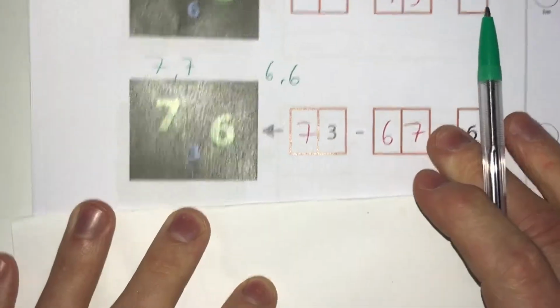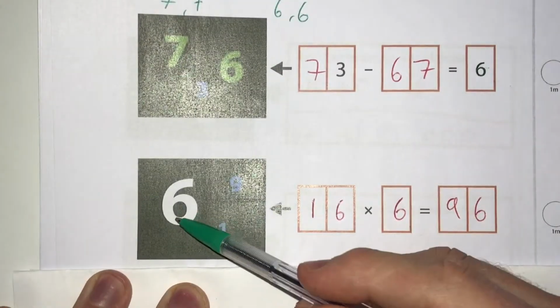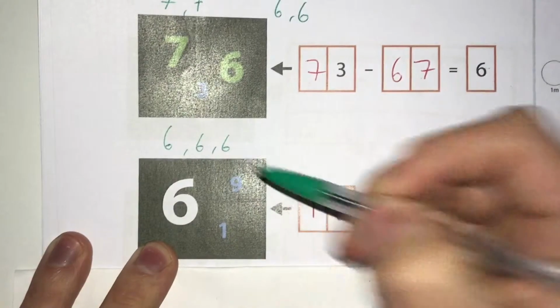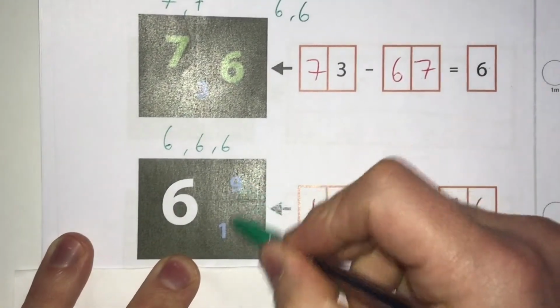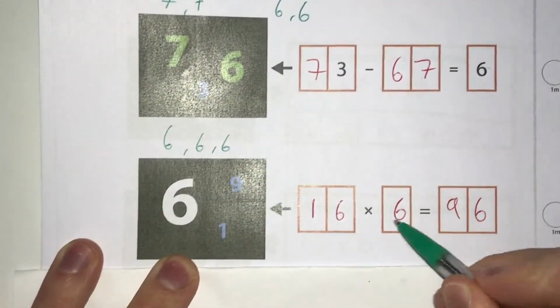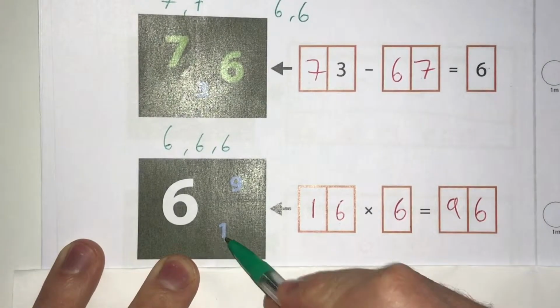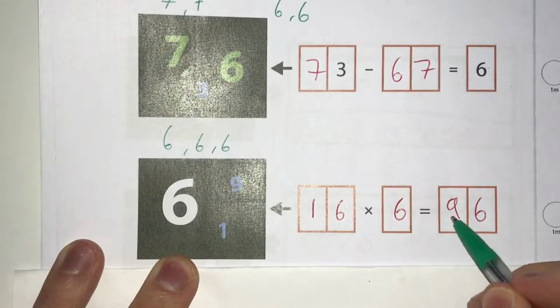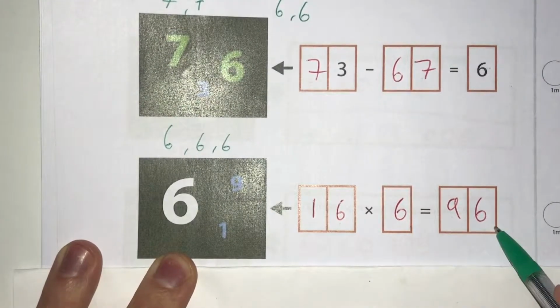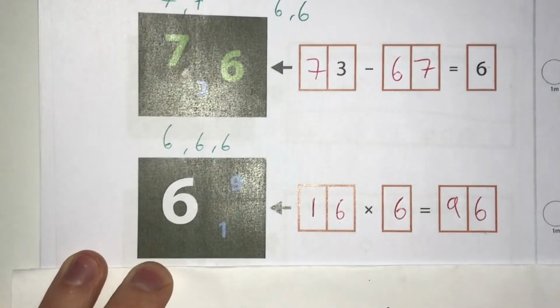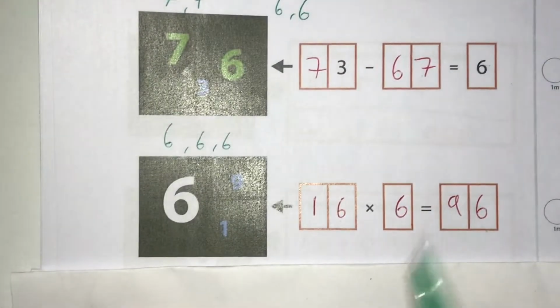Yes. So similarly for the last one, white 6, well that's a new one, means we can use the number 6 3 times, and then we can only use these once. So have I used 3 6s? Yes. Have I used 1 1? Yes. And have I used 1 9? Yes. And is 16 times 6 96, and hopefully for all of us it is. So 1 mark for each one.